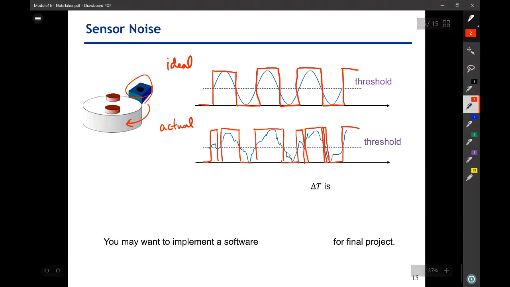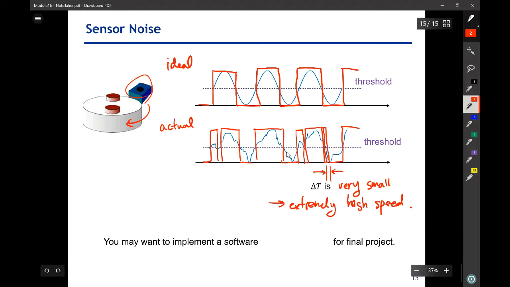In your board, they may read this small period, and you can see the delta t is very small. Because delta t is very small, it ends up giving you an extremely high speed of the wheel. So these are basically glitches, and we cannot really avoid this kind of thing.